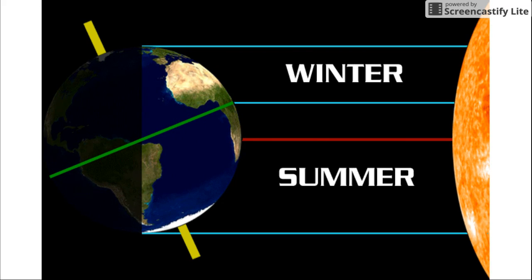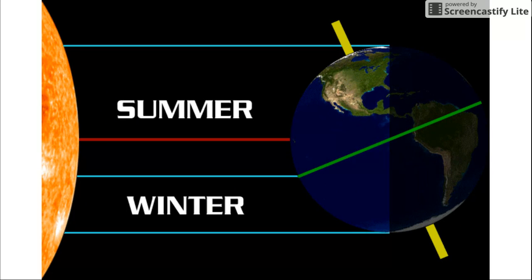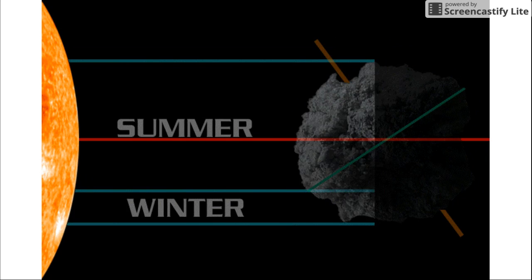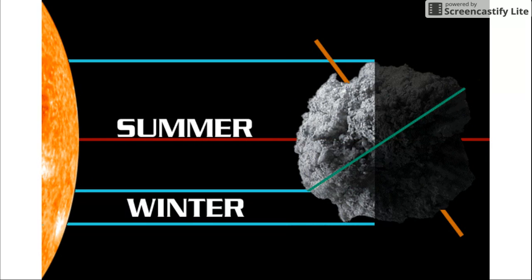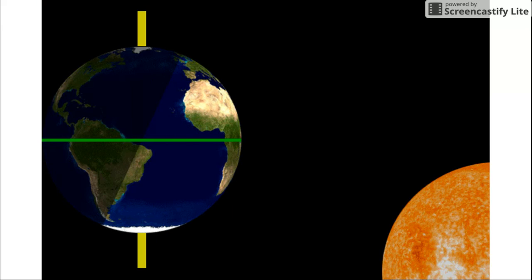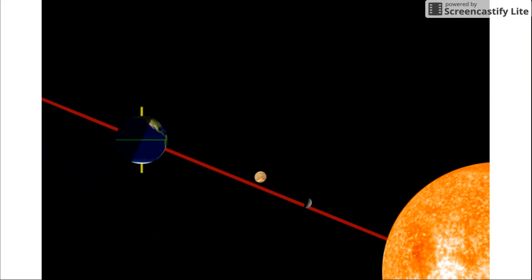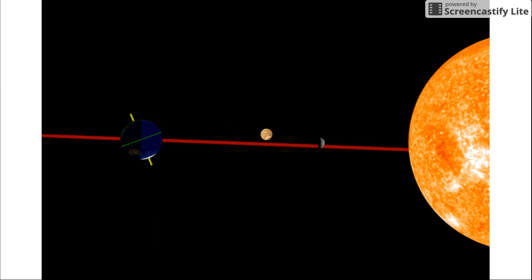So notice that during different hemispheres, the seasons are different, and 6 months later, they then reverse. Anything that rotates around the sun has a season. We'll watch it one more time.